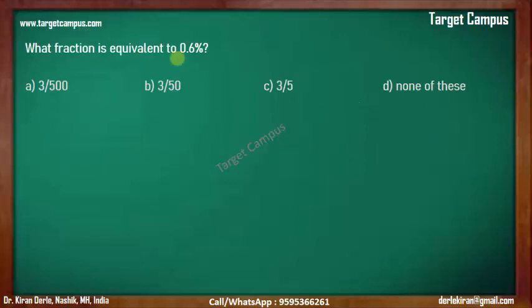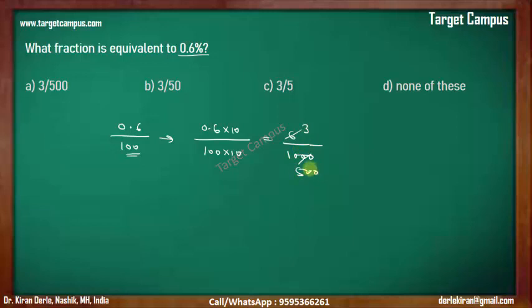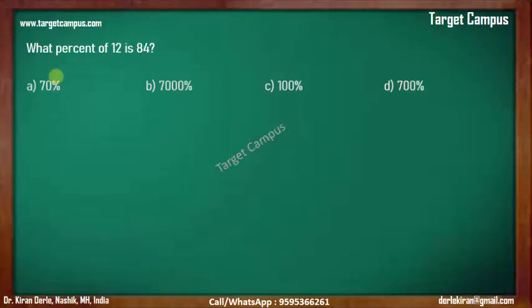What fraction is equivalent to 0.6%? 0.6% is nothing but 0.6 upon 100. As we have two zeros here, and one digit after the decimal point, we'll multiply this with 10, and we have to multiply the denominator also by 10. So this becomes 6 upon 1000, which is nothing but 3 upon 500. So this is our answer. This is also one of the basic questions, just to warm up.